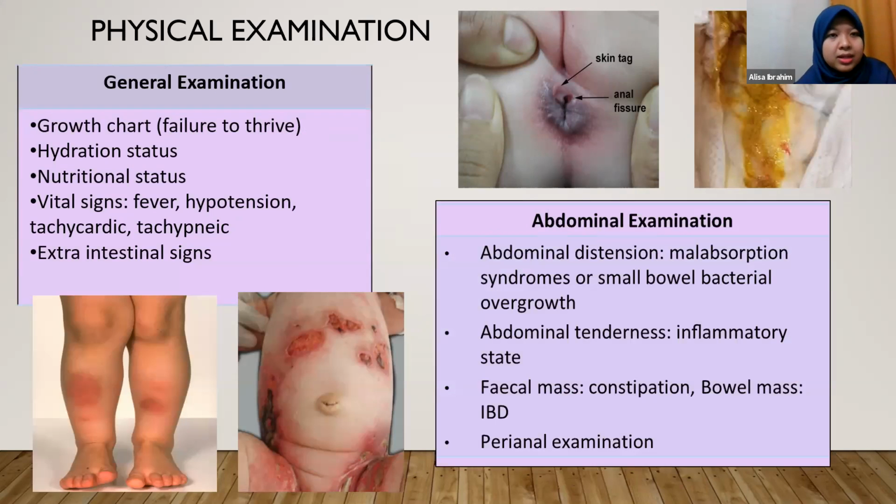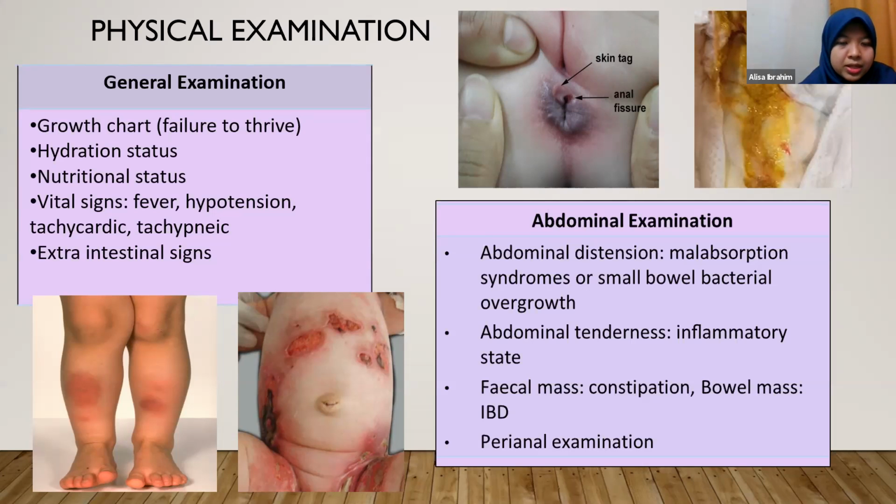After completing the history, we need to do a physical examination. For the general examination, we need to look at the growth chart for any failure to thrive. We need to assess the hydration and nutritional status, look at vital signs, and look for any fever, hypotension, tachycardia, and tachypnea. We also need to look for extra-intestinal signs such as erythema nodosum and pyoderma gangrenosum to rule out inflammatory bowel disease.